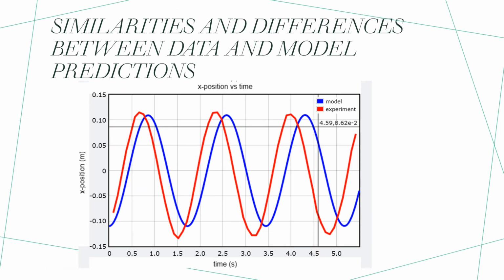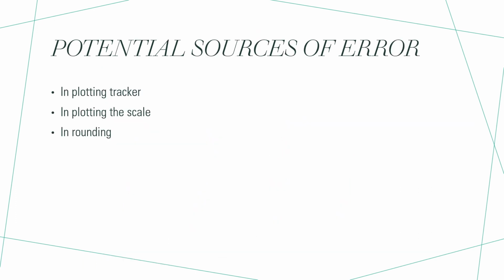The similarities and differences: the experiment has a higher amplitude than the model, and the experiment is a little bit behind in time compared to the model. But other than that, it's a very similar shape. They're pretty close together. I would say it's pretty accurate. Potential sources of error come in plotting the points on Tracker, plotting the scale on Tracker, and in rounding.